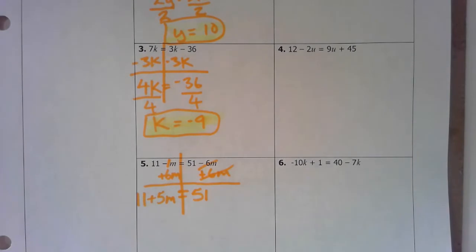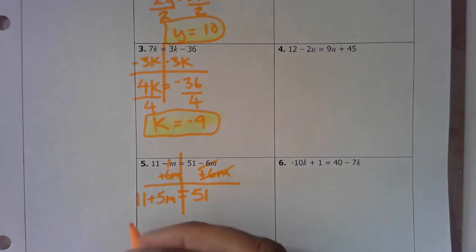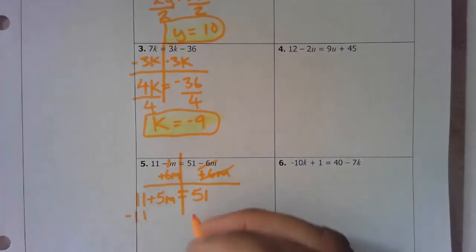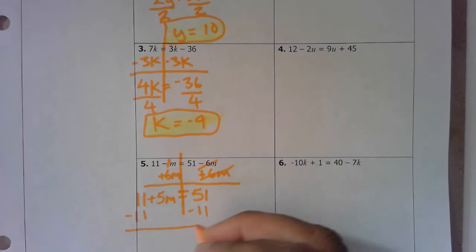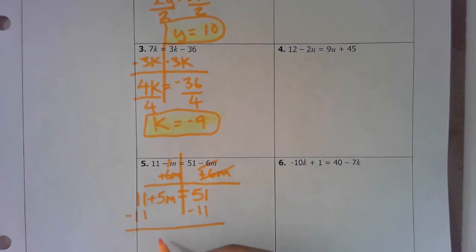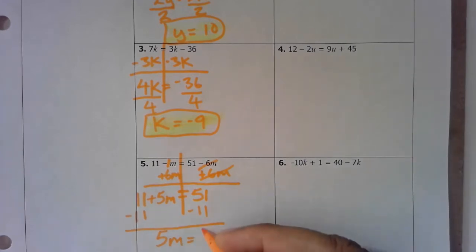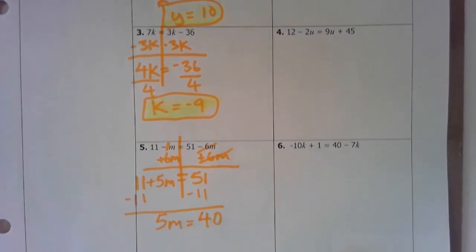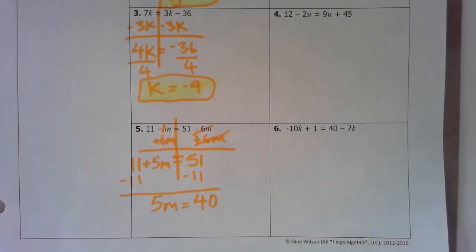Okay, and now we're down to a 2-step equation. All right, so I'm going to have to get that 11 to move over here. So I have a positive 11, so I'm going to subtract by 11, okay? And then once I do that, I'm going to be left with 5m equals 40.